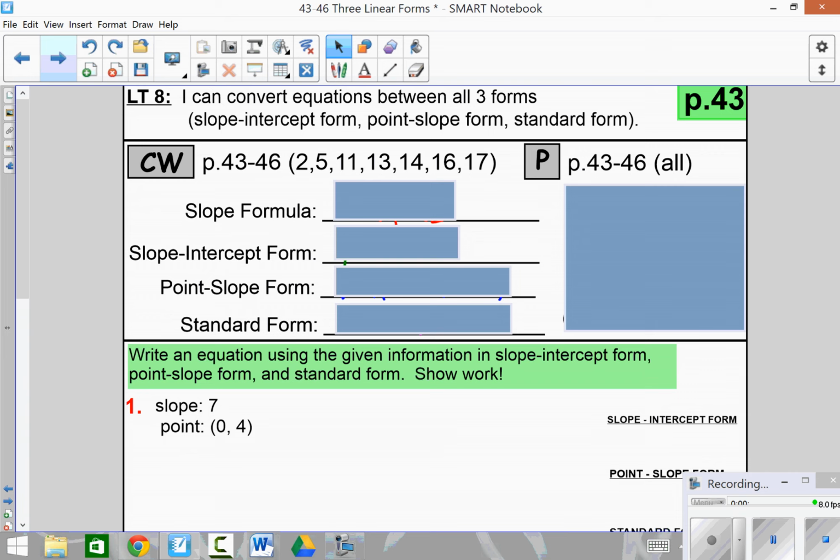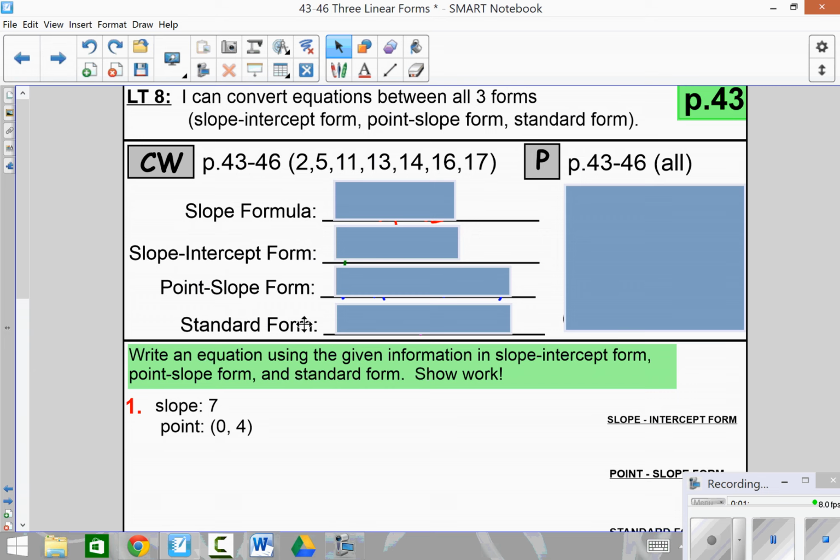So we're going to be able to convert. We're going to take one problem and rewrite it in all three forms. And keep in mind, all three forms are related to each other, okay? So what I'd like you to do is pause this video and see if you can fill out, from memory or looking back at your notes, what the slope formula is, what the slope-intercept form is, what the point-slope form is, and the standard form. And then unpause this and check back to see if you have all four forms correct. Okay, so pause really quick.